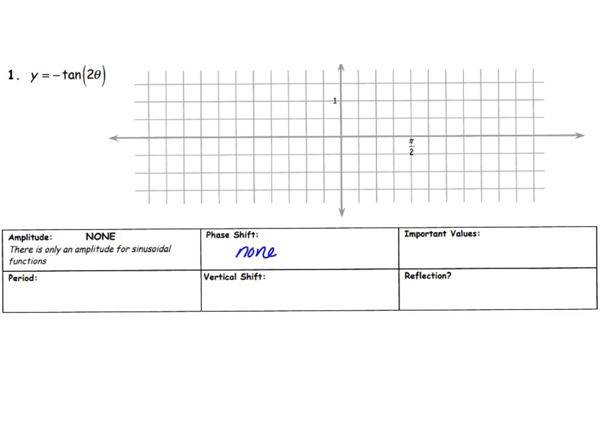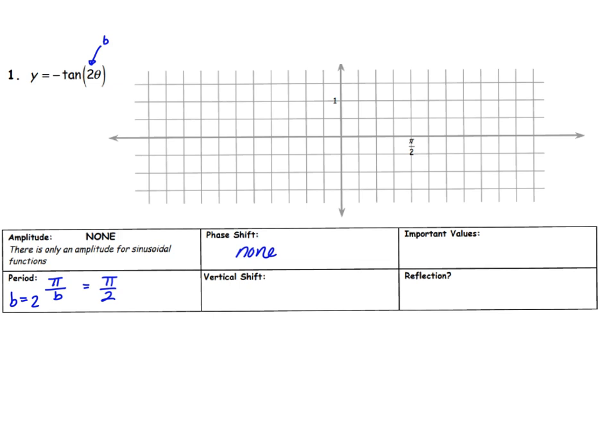Our important values, if we remember again, we have to figure out what our period is. So let's do our period first. We know that our period for a tangent function is pi over b, and we know that b in this case, that's our frequency, is going to be 2. So we're going to have pi divided by 2 as our period. We're going to complete one period or one cycle of the tangent function in that length.